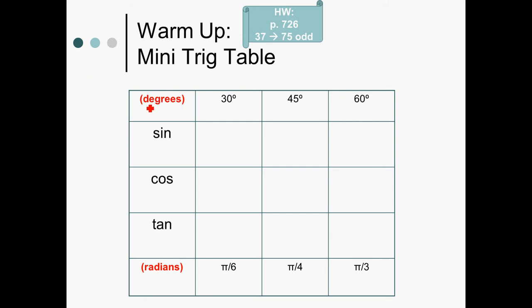Alright, notice that I can ask you for degrees, or I can ask you for radians, and that won't change my answer, right? It's just the language I ask the question in, but the answer will be the same. The sine of 30 degrees is the same as the sine of pi over 6. Remember, for 30 degrees, that's asking for the y value. Y is sine, x is cosine, y over x is tangent.